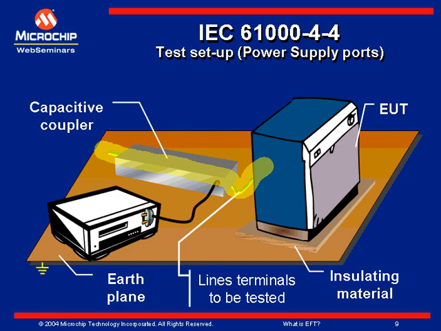Then this capacitive coupler is connected to the EFT test generator. The rest of the setup is the same, where you have insulating material as well as the earth plane, and your equipment under test. In this case, we are injecting noise into data I/O lines, and we are trying to verify the noise effect or transient effect. So if your cable picks up the noise, what happens?